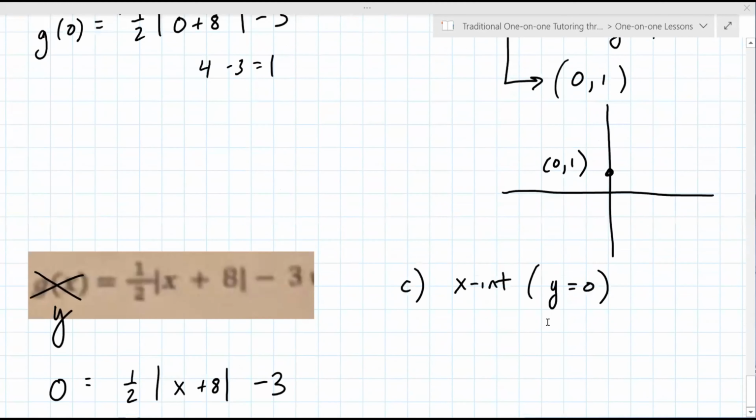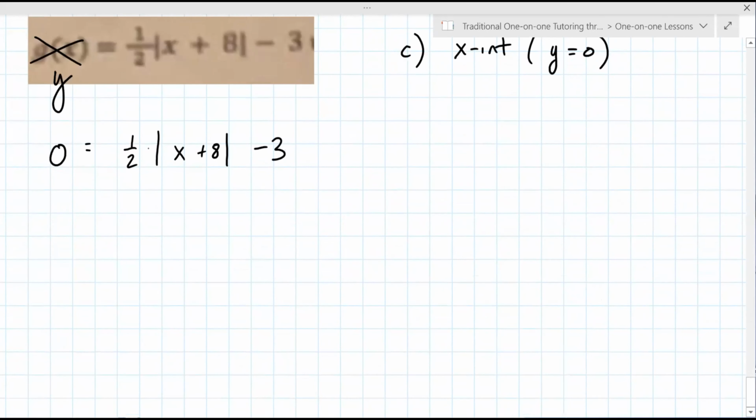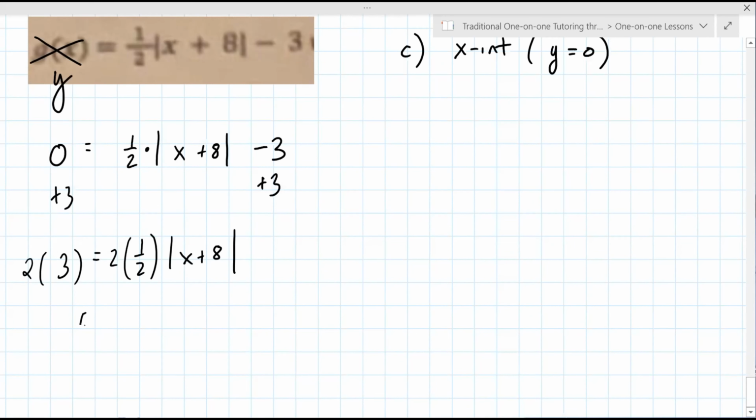So let's go back and look at your problem. Is the absolute value by itself? So there's already the 0 over there. So would I be adding 3 to both sides? Yes, you're going to add 3 to both sides. So 3 equals 1/2 absolute value x plus 8, and then I'd divide by 1/2. But you don't want to divide by fractions, so you multiply by 2. And that would give you 6 equals the absolute value of x plus 8. Yes, you continue with this since it's a positive number, not a negative.